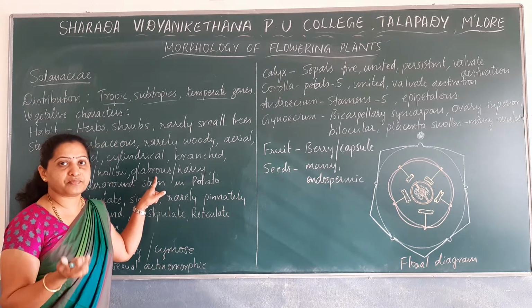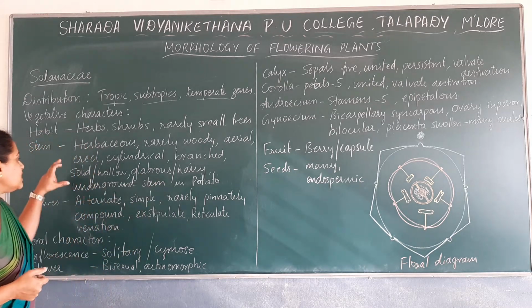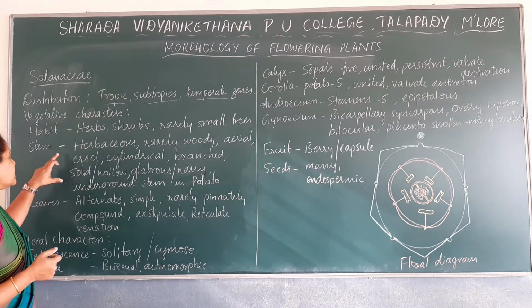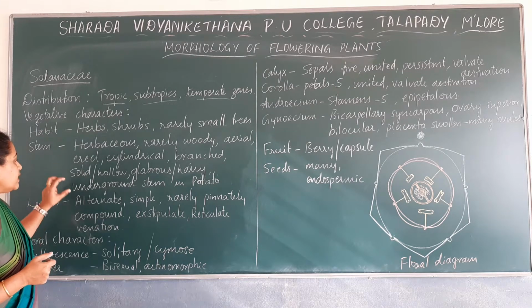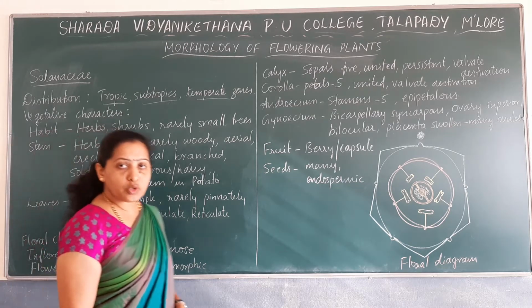Glabrous means shiny. The surface of the stem is shiny. That is known as glabrous. So these are the descriptions that we give for the stem of a plant. Then there are certain plants that are included under family Solanaceae.